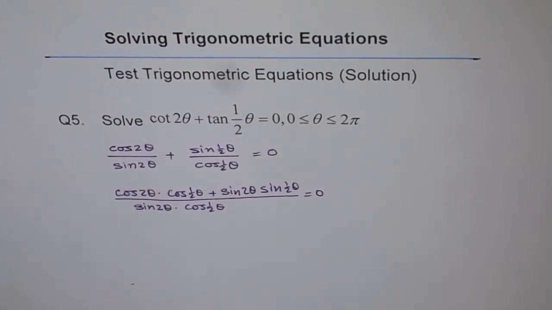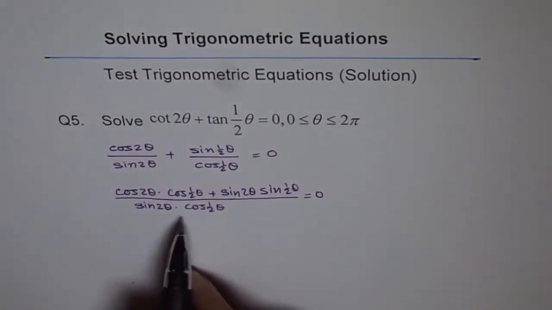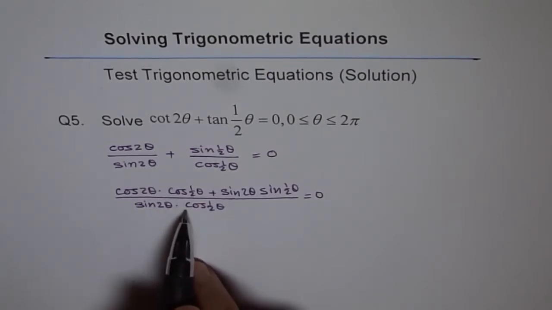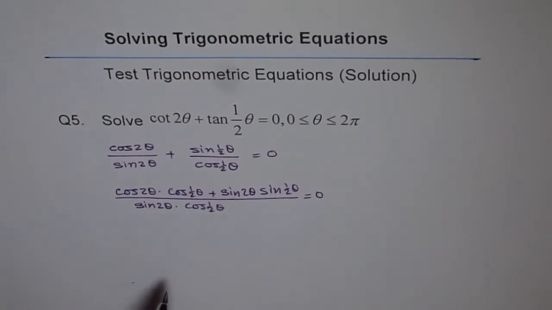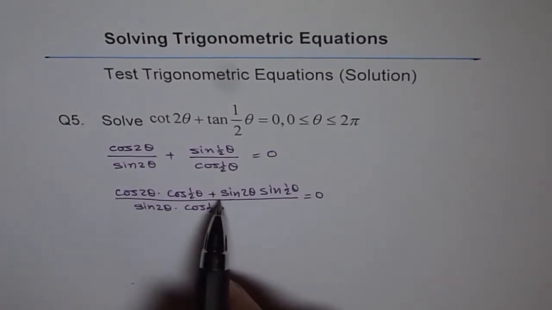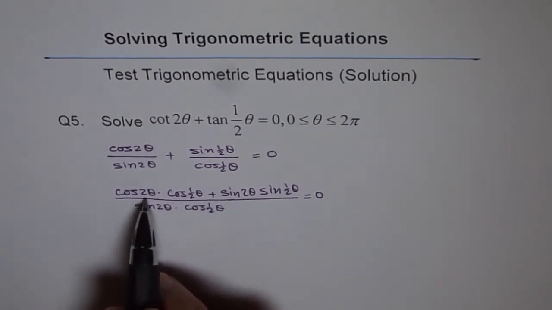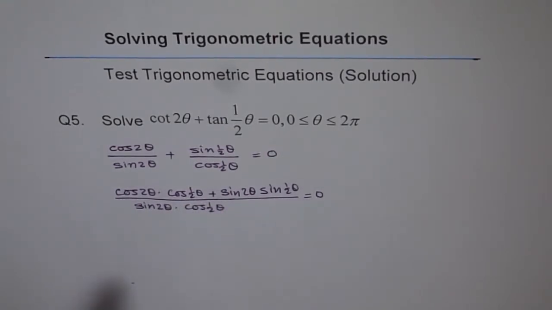equals 0. Now we have something here in the denominator, so the restriction is that sine 2 theta cannot be 0, nor can cos half theta be 0, right? So that is the restriction. Now if this has to be 0, that means the numerator should be 0. So that implies cos 2 theta cos half theta plus sine 2 theta sine half theta should be 0.